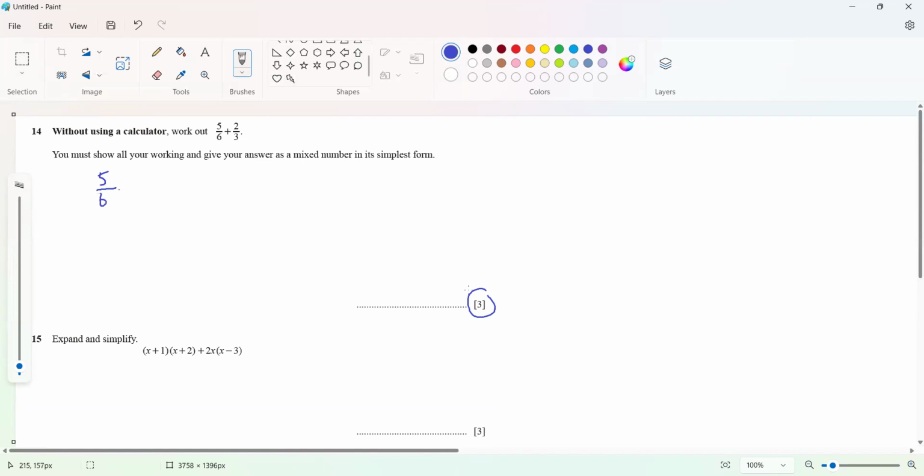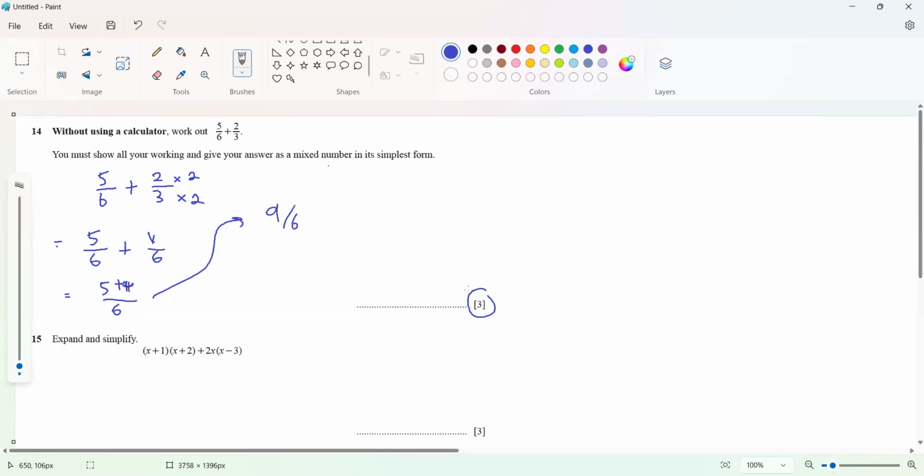So from here, it'll be 5 over 6 plus 2 over 3. First things first is to make the denominators the same. So we multiply 2 on the top and bottom for the right fraction. So it'll be 5 over 6 plus 4 over 6. That will become 5 plus 4 over 6. And it will just become 9 over 6.